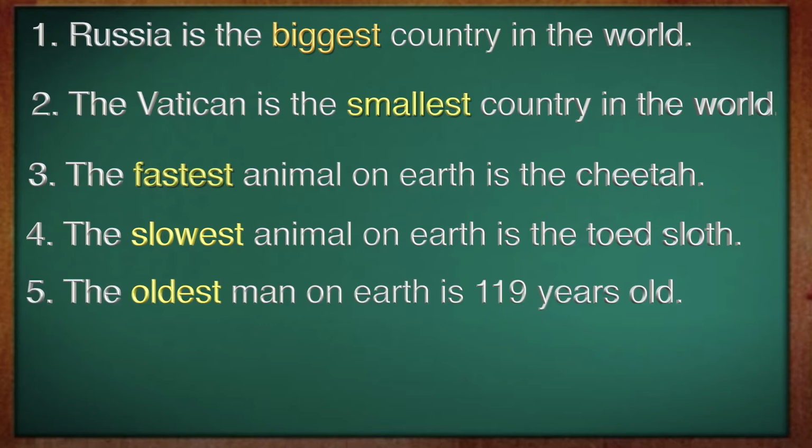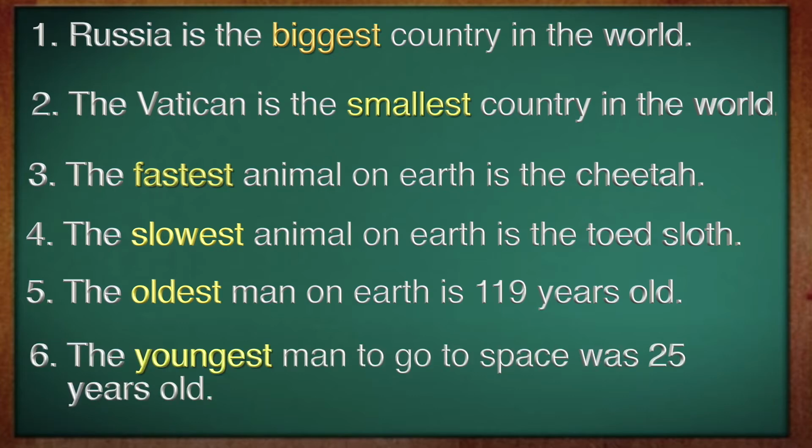Number 5, the oldest man on earth is 119 years old. What country do you think this very old man lives in? In the comment section below, if you think you know, please put what country you think this 119-year-old man is from. And number 6, the youngest man to go to space was 25 years old.